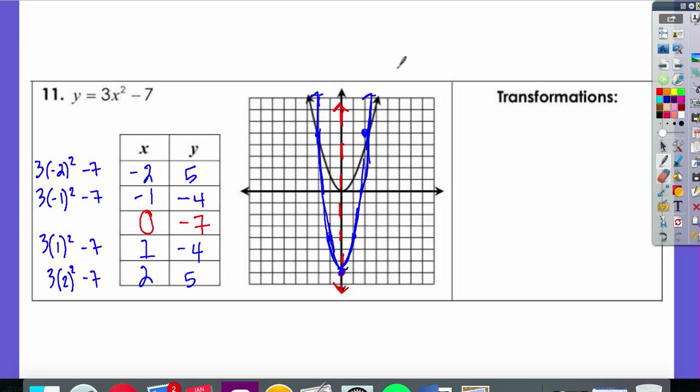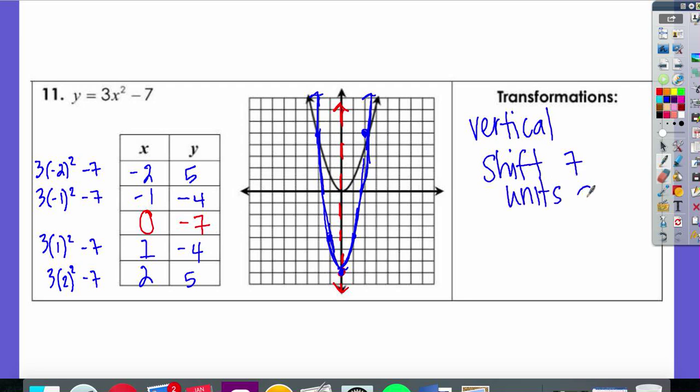So if the black one is the original one and the blue one is our new one, we do know that the vertex shifted down 7. So at the very least, we know that there was a vertical shift 7 units down. So we can say that vertical shift 7 units down. But something else also happened. It got a lot skinnier.